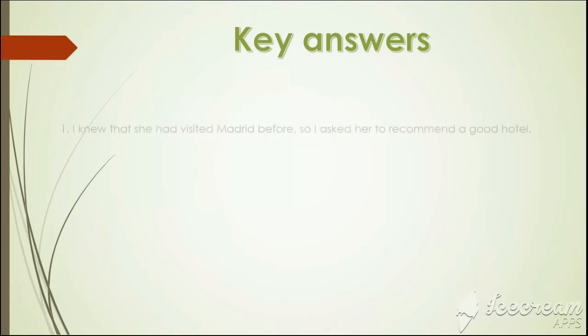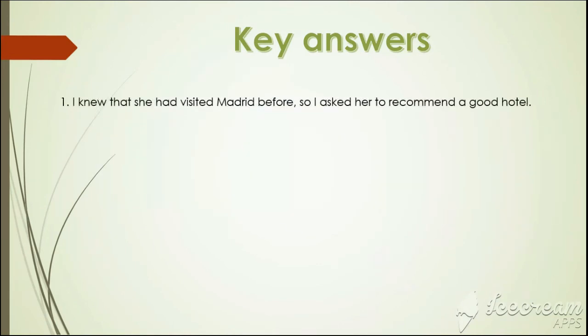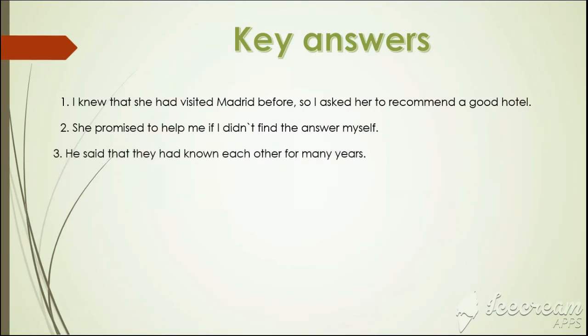The first. I knew that she had visited Madrid before, so I asked her to recommend a good hotel. The second. She promised to help me if I didn't know the answer myself. The third. He said that they had known each other for many years. The fourth. I saw that at that moment she was trying to hold back her tears.